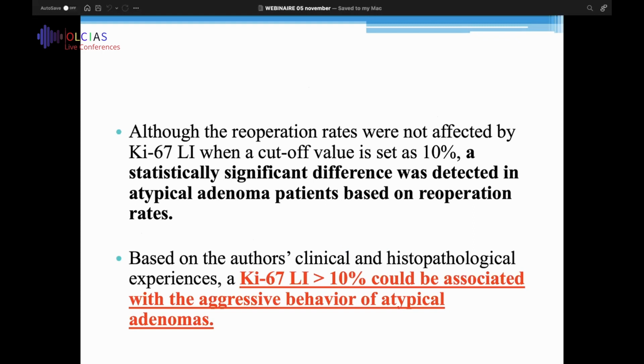Although the reoperation rates were not affected by ki-67 labeling index, when a cutoff value is set as 10%, a statistically significant difference was detected in the case of atypical pituitary adenoma, and this is based on reoperation rates. This is in the case of recurrent pituitary adenoma. Based on the authors' clinical and histopathological expression, the ki-67 labeling index more than 10% could be associated with aggressive behavior of atypical adenoma. So for me and our doctors, we found that when we have ki-67 labeling index more than 10%, we pay attention in the follow-up of our patient. Next slide.